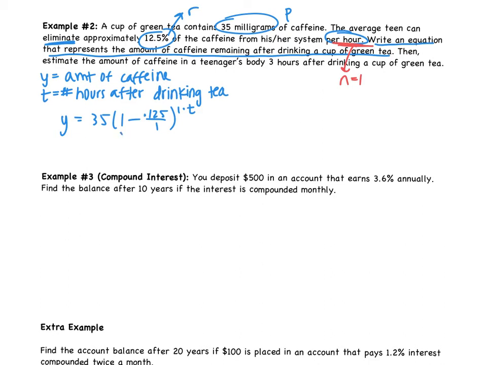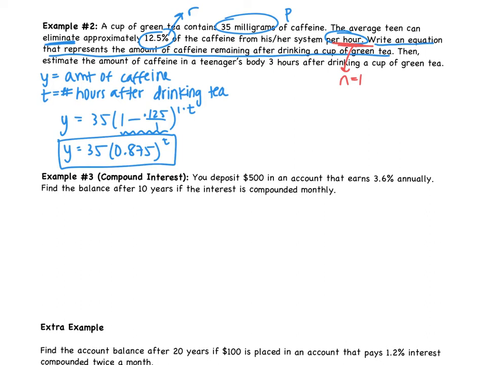I'm going to simplify this a little bit by putting this into my calculator. And when I do, I get 0.875 to the t power. Now let's make sure that this makes sense. Is this exponential growth or decay? Well, we look at our base. Our base is less than 1, so this is exponential decay. Should we have exponential decay? Yes, we should. We are eliminating caffeine from the body, so we should have less caffeine as time goes on.